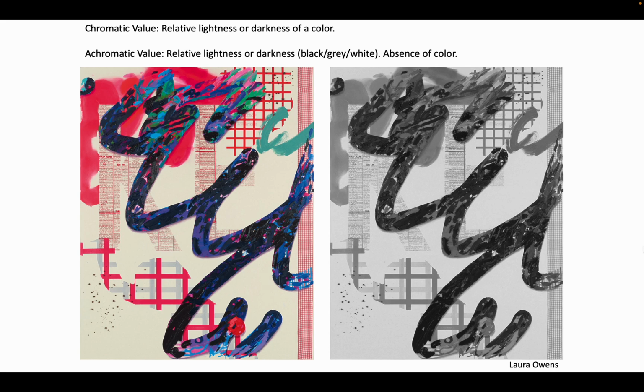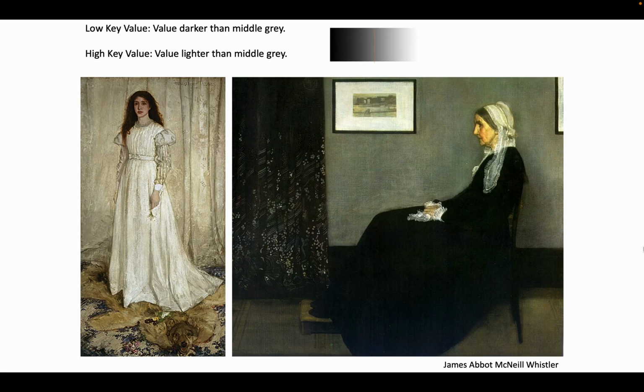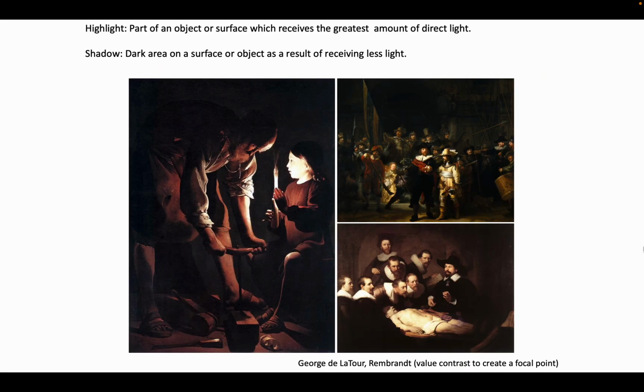Chromatic value is simply a colored value, so it's the relative lightness and darkness of a color as it relates especially to local value. And then, of course, achromatic value is just the black and white, the absence of color. High key and low key, we've got examples here. Highlight is the part of an object or surface which receives the greatest amount of direct light.